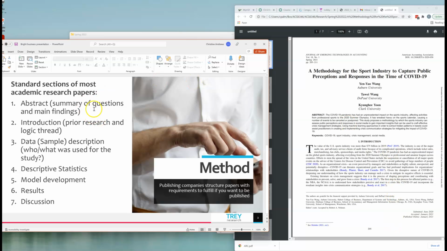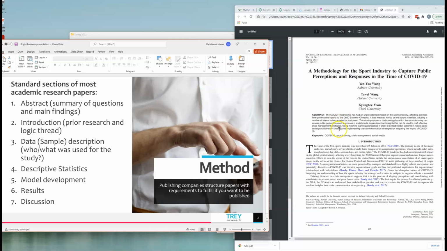We start out with, of course, the title. This should create some expectations in your head. How did they capture public perceptions and response during COVID? And we're looking specifically at the sports industry. So the next thing you would look at really carefully is the abstract.